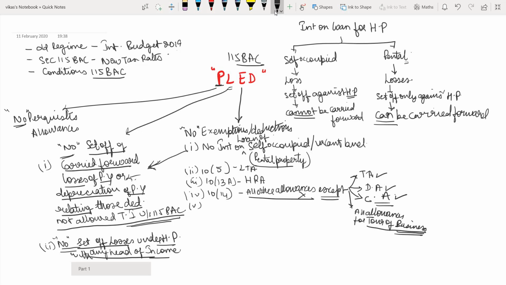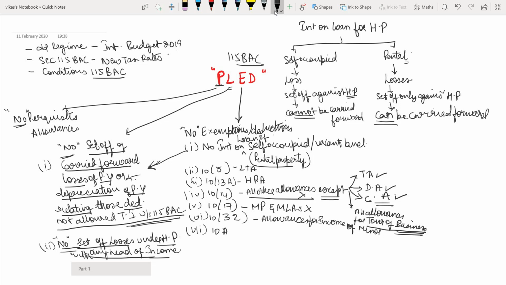Then 10(17), that is allowances of MPs and MLAs, is also not allowed from now onwards. Then there is 10(32), that is allowances for income of minor. Previously, if the income of a minor was added to the parent's income, there was a small deduction allowed under section 10(32) for reducing the income of the minor. Now that is also not allowed over here.